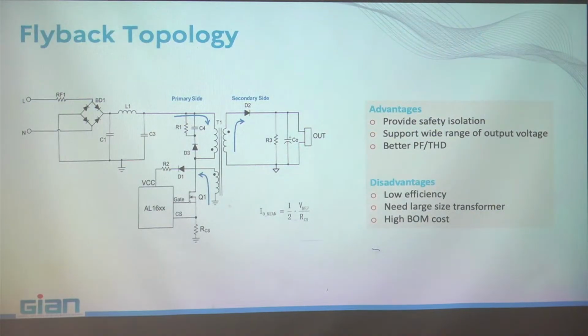Just going fast: flyback provides safety isolation, supports a wide range of output voltage, and is better for harmonic distortion. The disadvantages are rather low frequency, a large size transformer, and high cost.